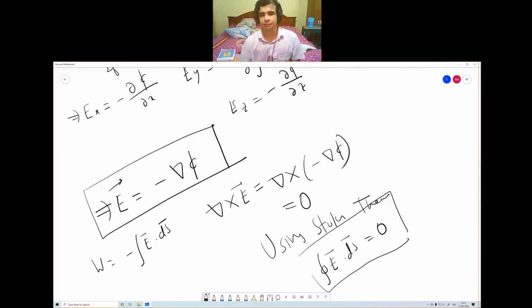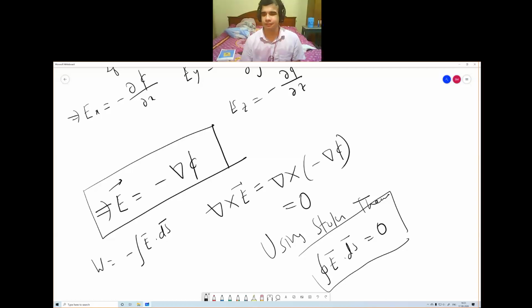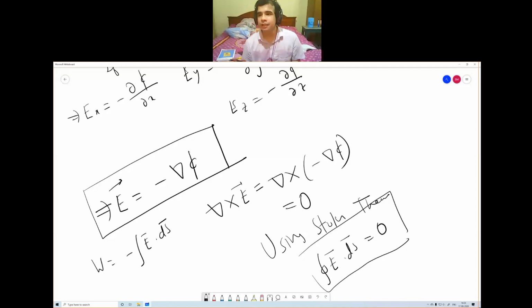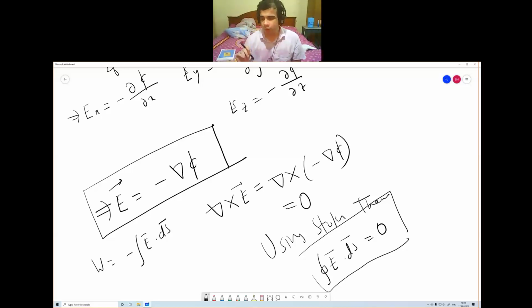Sir, work done by the electric field on a charge is zero. When? In a closed path. So work done by the electric field is zero when it is moved in a closed path from one point back to the same point. Obviously, because that time W will be what?